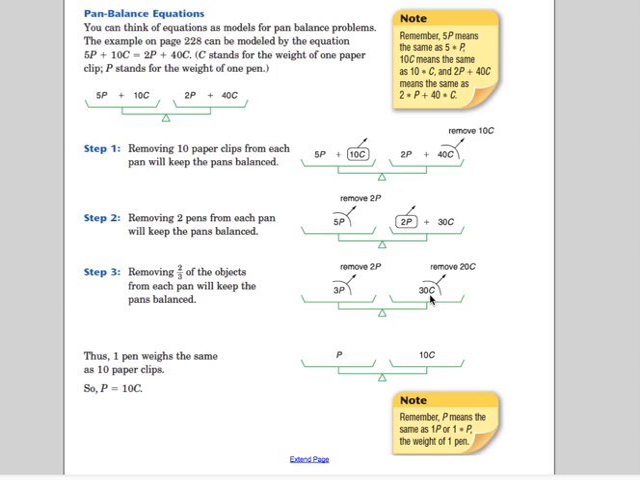So if I divide by 3 on both sides, I've got 30c. If I divide by 3, that leaves me with 10c, 1p over here. Remember, p means the same as 1p, or 1 times p. We just don't need to write that 1 times. Okay, so p stands for 1 pen.